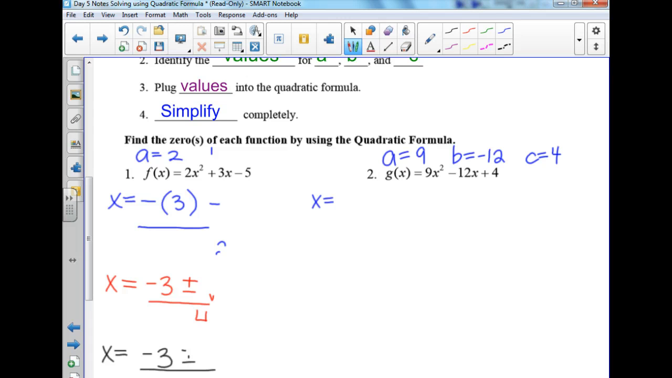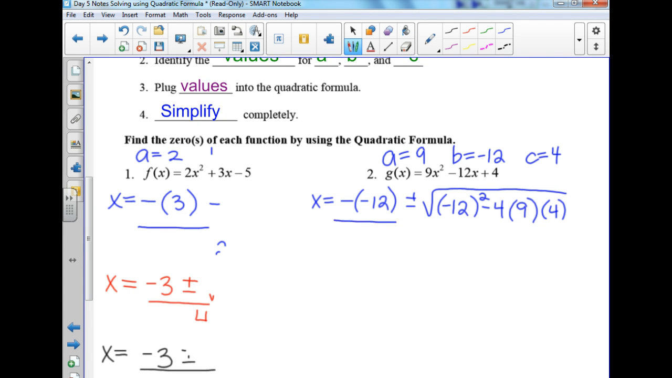When B is negative, the formula says -b, so it's -12, which will make it a positive, which I'll write second. Plus or minus square root, b squared. Again, put the -12 in the parentheses. Minus 4 times A times C, all over 2 times 9.